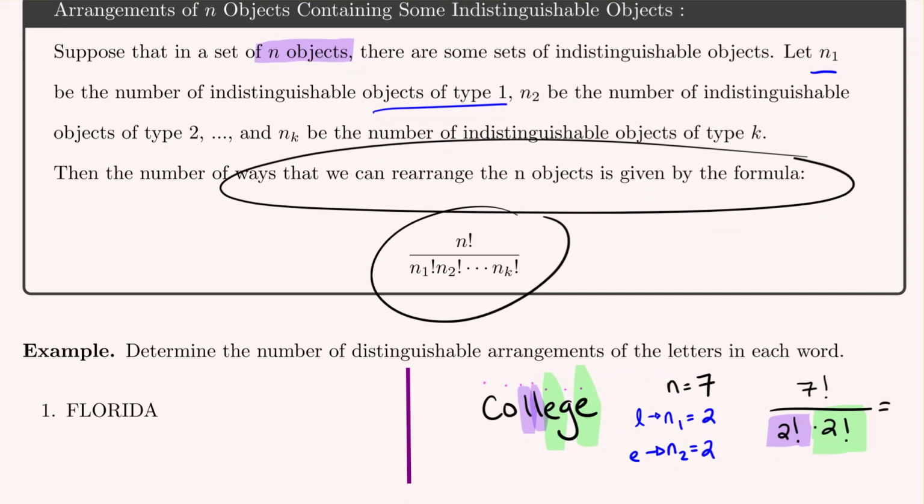So let's look at our next example. For the word Florida, I first count how many letters are given. 1, 2, 3, 4, 5, 6, 7. So n is 7. I next ask myself, does anything repeat? So are there any letters that are used more than once? In this particular example, there is no letter that's used more than once. So there's no n sub 1, no n sub 2, no n sub k. So it's just going to be 7 factorial. I don't have to divide out by anything because there's no repetitions.